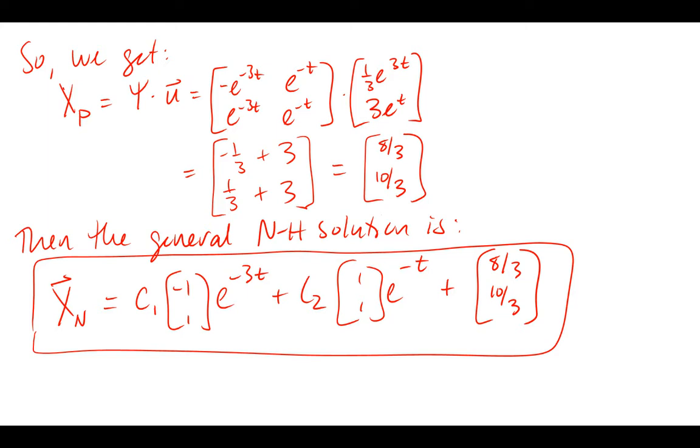Aha, okay, so here is our solution, right? The homogeneous piece plus our one non-homogeneous solution, which in this case happens to just be numbers, right? 8 thirds in the top and 10 thirds in the bottom.